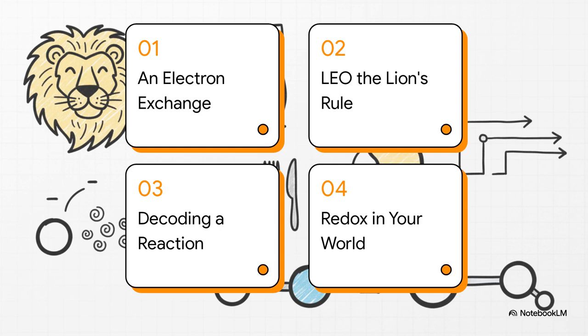So how are we going to break this down? First, we'll get into the basic idea of what an electron exchange even is. Then I'm going to share a super simple trick involving a lion that will make this whole thing impossible to forget. After that, we'll use our new secret code to analyze a real reaction. And finally, we'll see how this is all happening in the world around you right now.